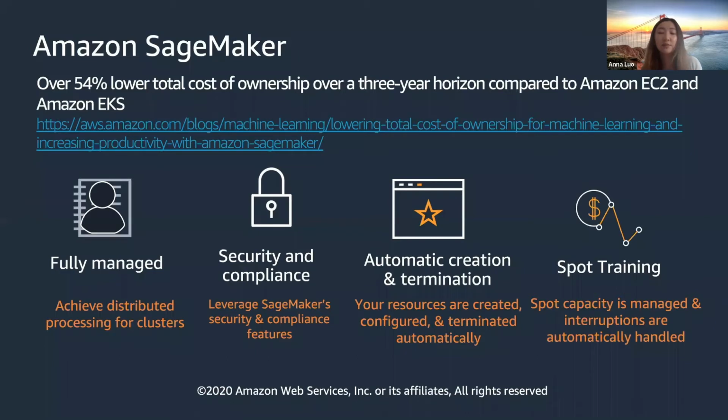So typically, people would use total cost of ownership as the financial metric to estimate and compare machine learning cost. And a detailed total cost of ownership analysis conducted earlier this year has shown that Amazon SageMaker provides a better total cost of ownership across teams of all sizes. Specifically, that's over 54% lower compared to EC2 and EKS over a 3-year period.